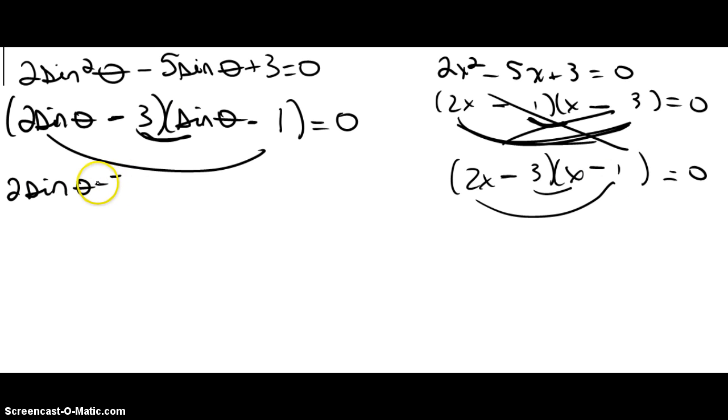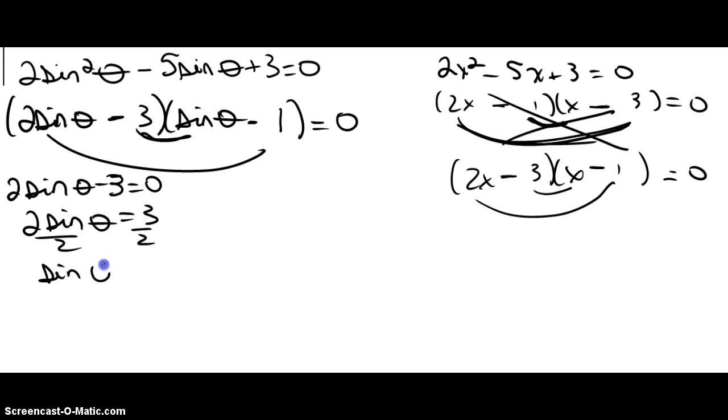Let's see what I have. 2 sine of theta - 3 equals 0. I'm going to add 3 to both sides, so that becomes a +3, and divide both sides by 2. So sine of theta equals 3/2. And then I'm going to go ahead and solve this too. So sine of theta - 1 equals 0. Sine of theta equals 1.